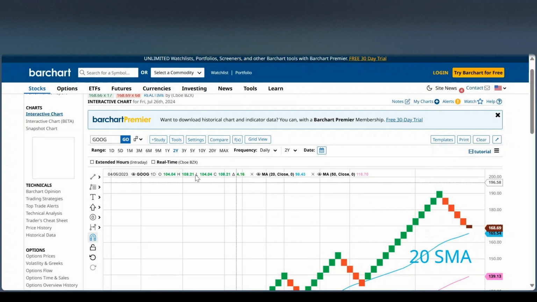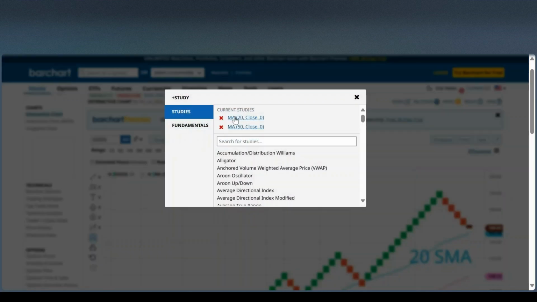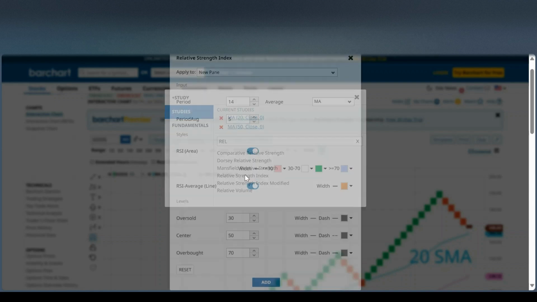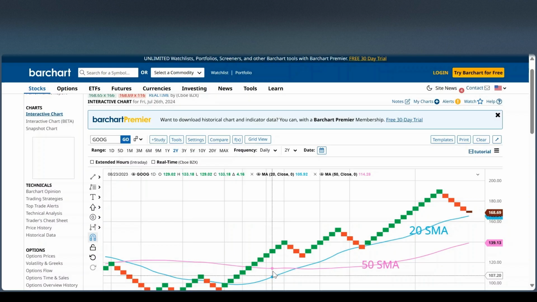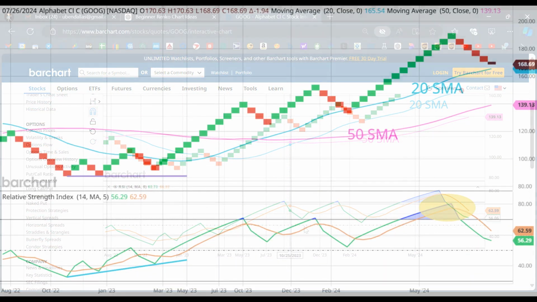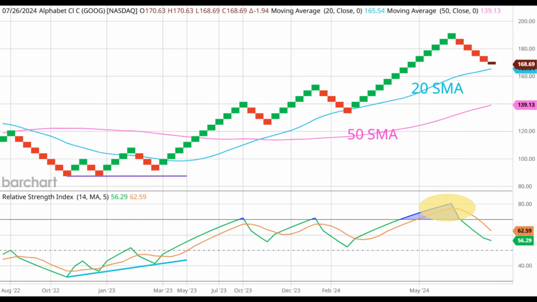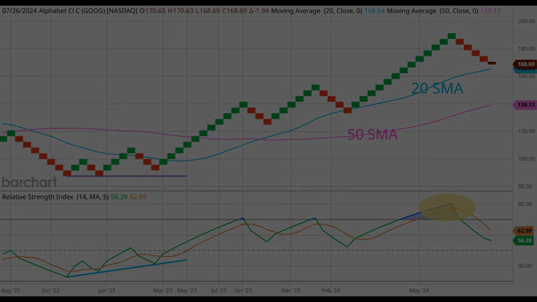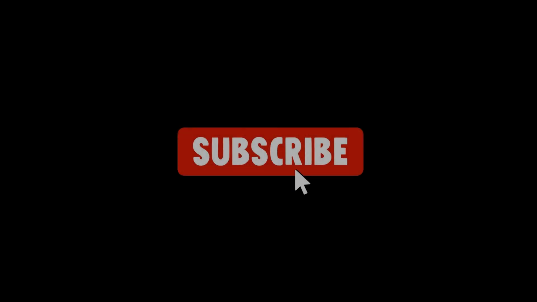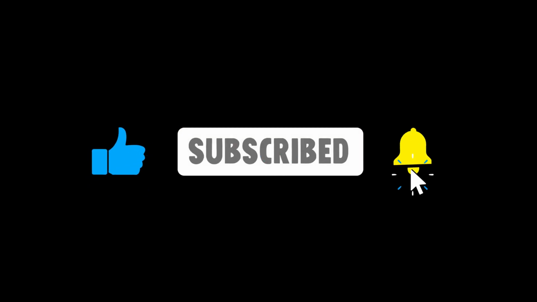Combine with other indicators. Use moving averages in conjunction with other indicators like RSI or MACD for a more robust analysis. Backtest your strategy. Always backtest your strategy on historical data to ensure its effectiveness before applying it to live trading. That's it for today's guide on using moving averages with Renko charts.